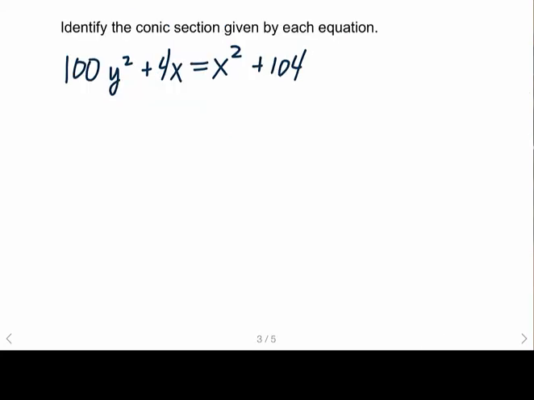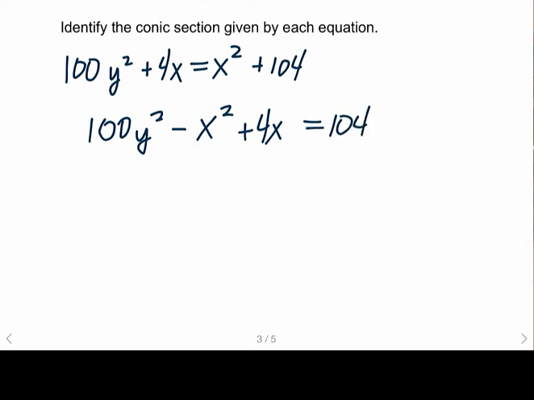Next, we have 100y squared plus 4x equals x squared plus 104. Well, the first thing I'm going to do is subtract x squared from both sides so that I end up with all of my variables on the same side. On the same side, I have 100y squared minus x squared plus 4x is equal to 104. And now I see the coefficients of y squared and x squared are 100 and negative 1, respectively. These are opposite signs. We have a hyperbola.